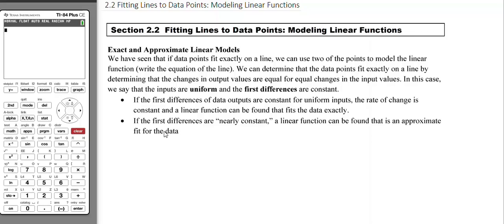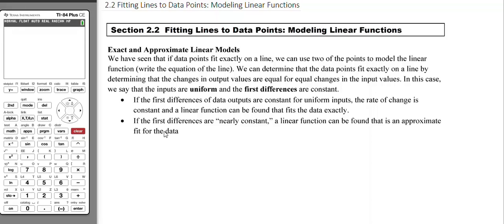Fitting lines to data points, modeling linear functions. We have both exact and approximate linear models that we can find functions for. We've seen that if the data points fit exactly on a line, we can use two of the points to model the linear function, or write the equation of the line.